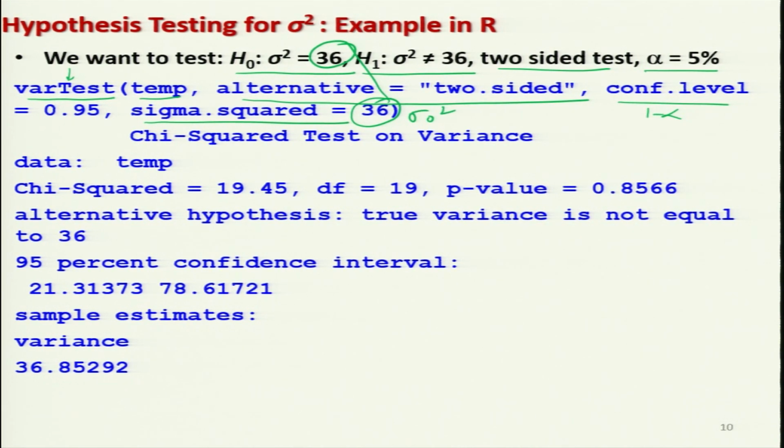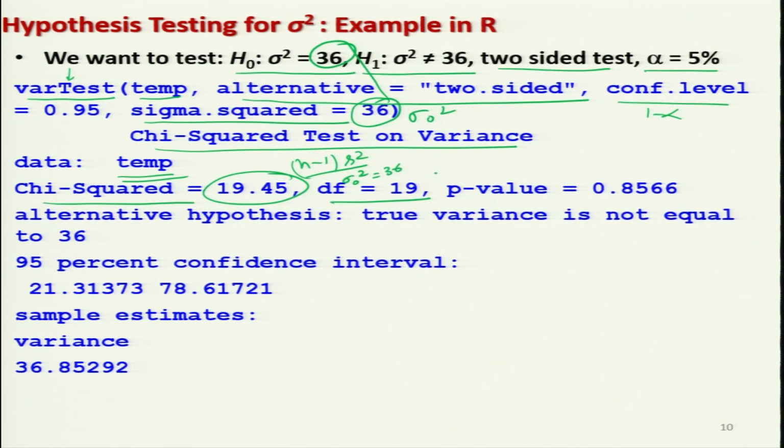Now, if you try to execute it on the R console, you will get this type of outcome. So, first we try to understand what this is trying to explain to us. So, this is the title of the test, data here is temperature, the value of chi squared here is 19.45. So, this is the value of chi squared statistic, that is n minus 1 s square upon sigma naught square, where sigma naught square here is 36.